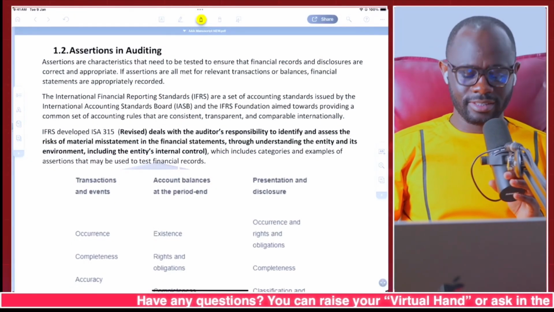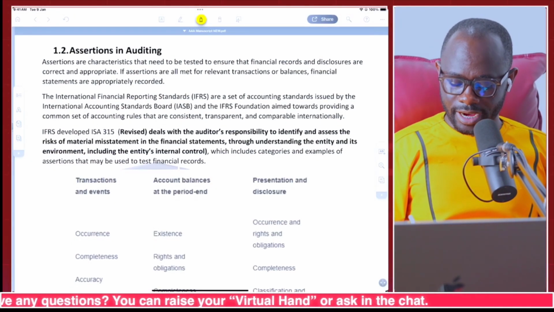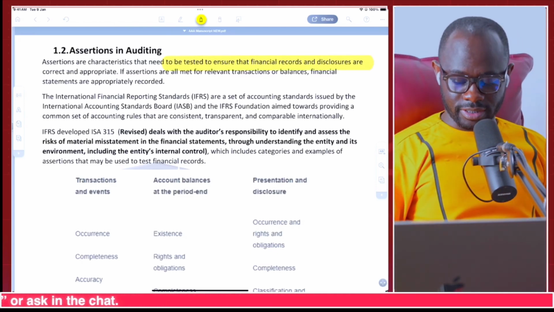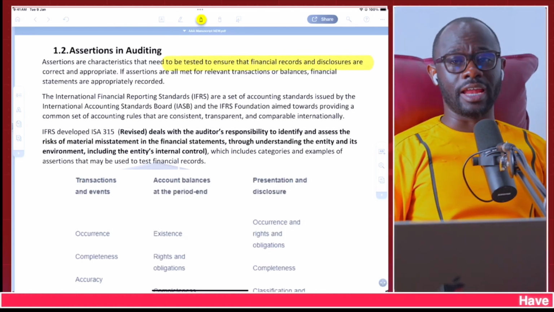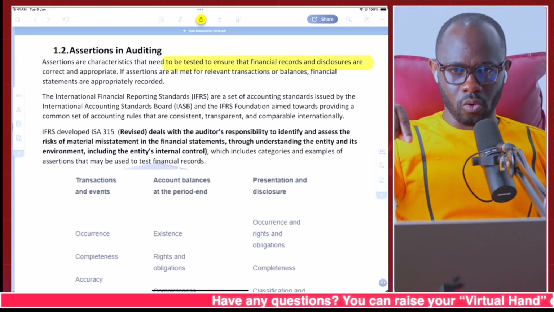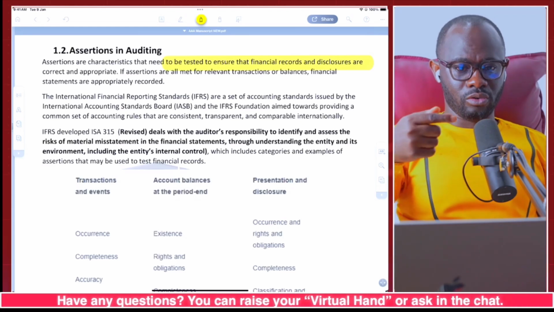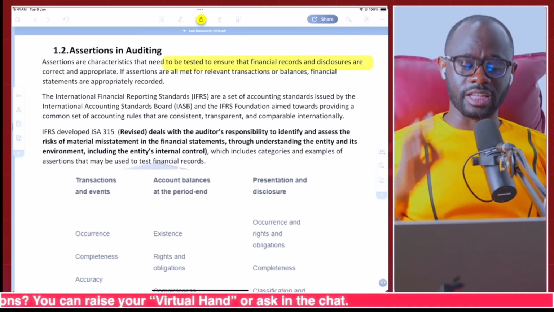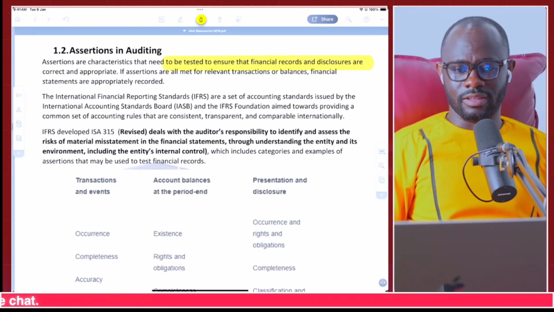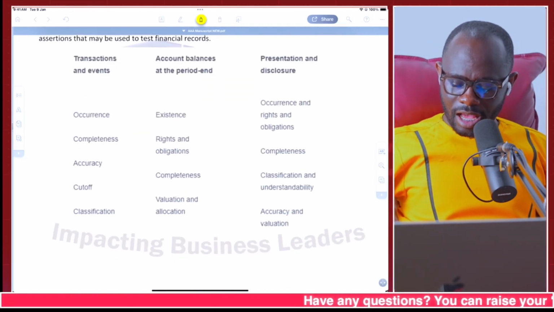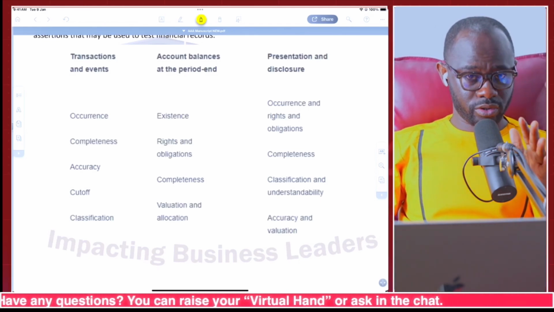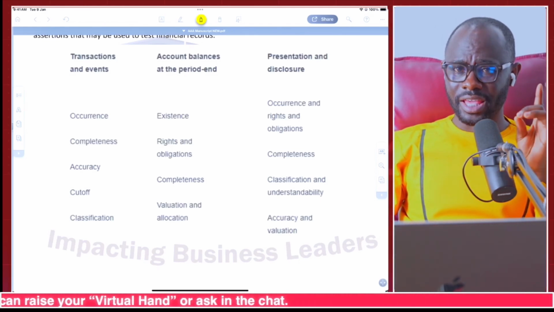So what are assertions? Simple. Assertions are characteristics that need to be tested to ensure the financial records and disclosures are correct and appropriate. So the things that we have to test for so that we can conclude that everything in the financial statement is correct and appropriate are what we refer to as what? The assertions. The assertions can be broadly divided into three main groups. Please stay with me carefully here.